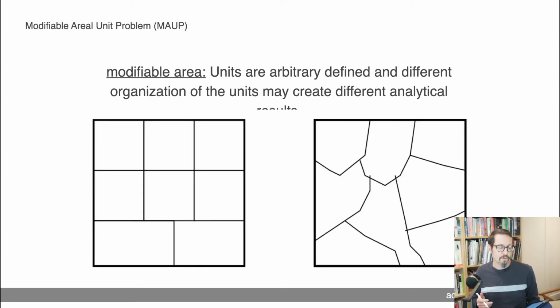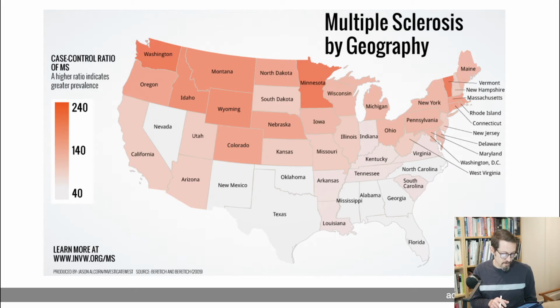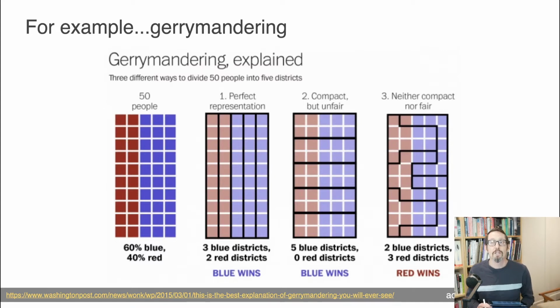Okay, so units are arbitrarily defined, and different organization of the units can create very different analytical results. Actually, let me show you an example that I like: gerrymandering. Gerrymandering is the process by which politicians can carve up the districts they represent in ways to ensure that their seat, their election, is a safe election. In many places in the United States, politicians control how the districts are made. So let me show you how that could potentially be quite unfair.